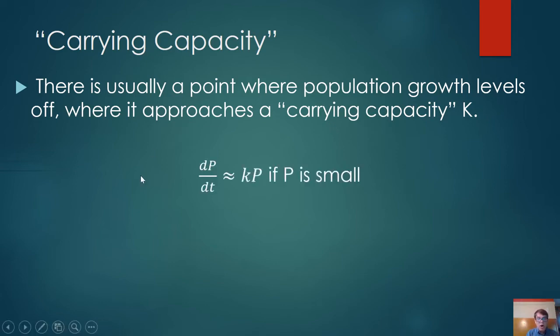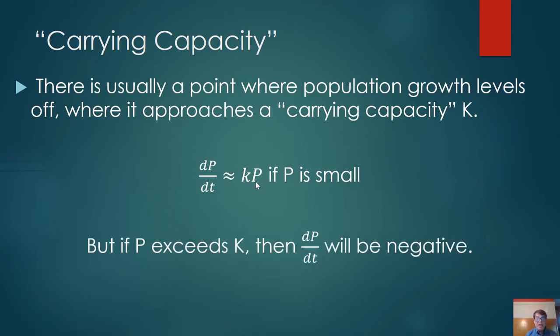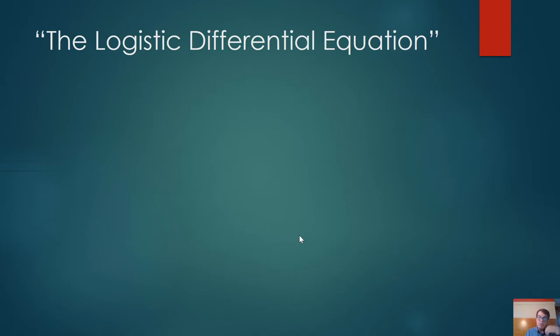And so basically our original formula only works if P is small enough. If the population is small enough, then the rate of change of population is roughly proportional to some constant times the population size. But if P exceeds the carrying capacity, then this is going to be negative, because we don't have enough space, and so the population is going to decline. Or we don't have enough food, or the population is going to decline. It's going to level off. And so we have to somehow factor in this K, carrying capacity, into our formula.